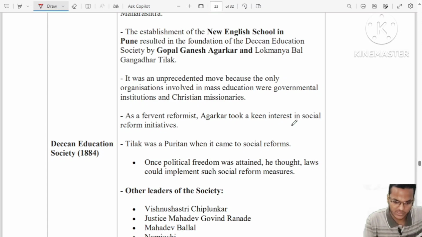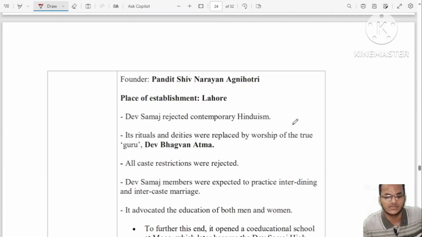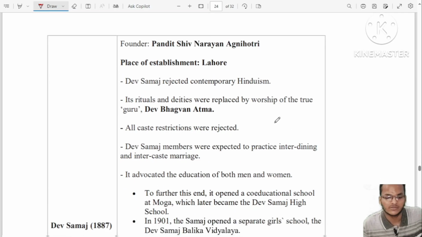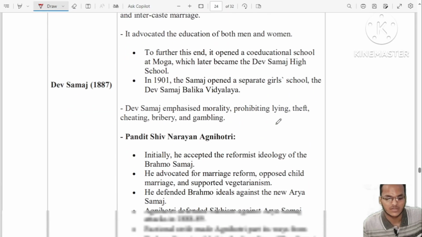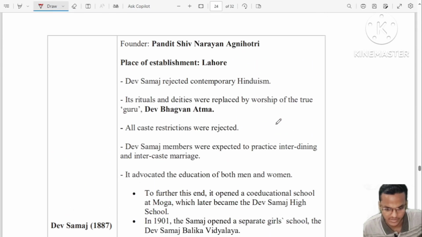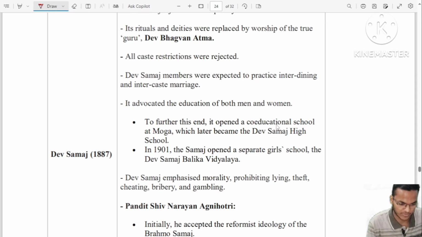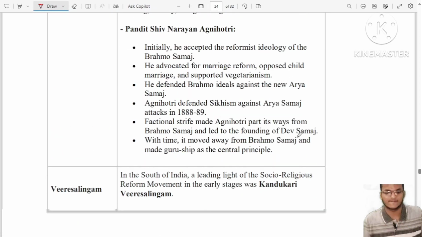Then the Deccan Educational Society. It was started by Gopal Ganesh Agarkar and Lokmanya Bal Gangadhar Tilak. Dev Samaj was founded by Pandit Shiv Narayan Agnihotri.